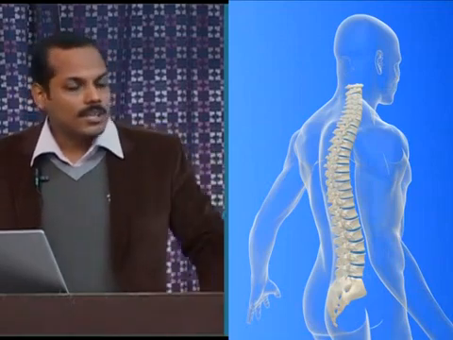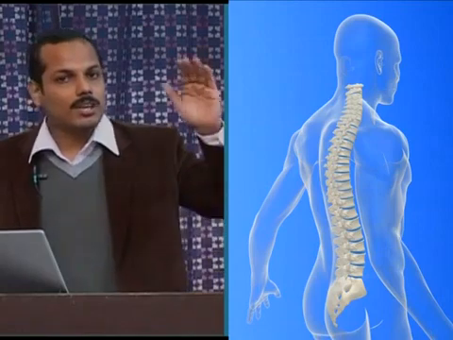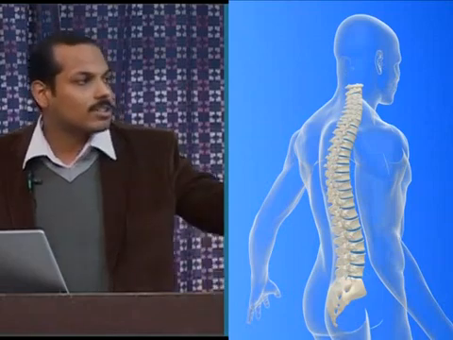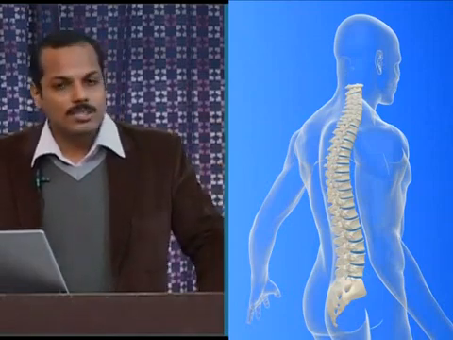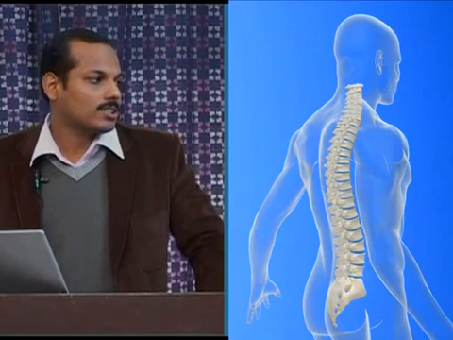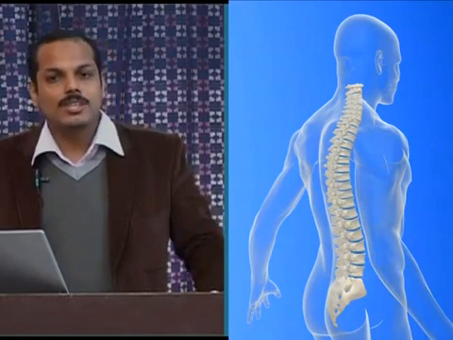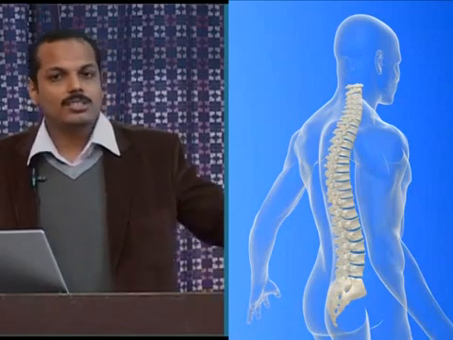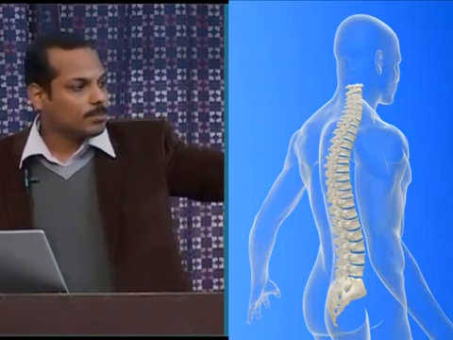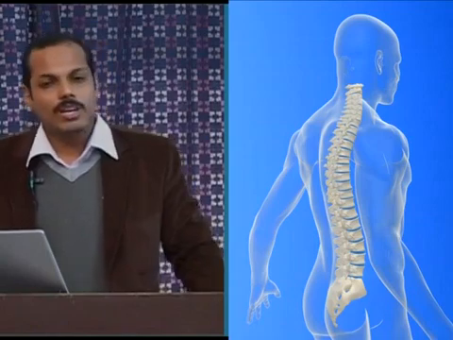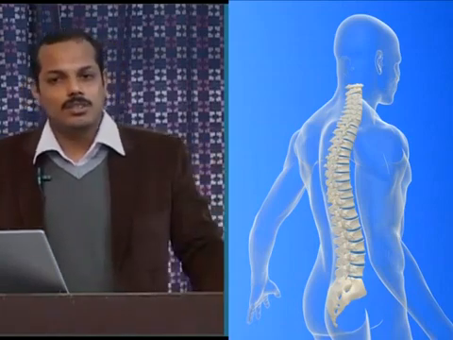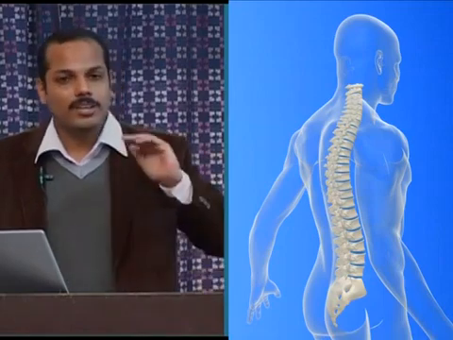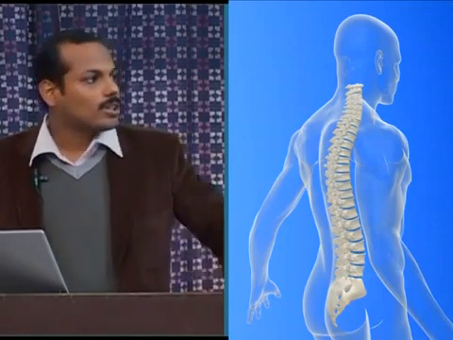In the cervical region, there is a posteriorly concave curvature, and in the thoracic region there is a convex posterior curvature. In the lumbar region again you can see a concave posterior curvature, and in the sacral region a convex posterior curvature. The main advantage of these curvatures is that they allow the column to resist high compressive loads.